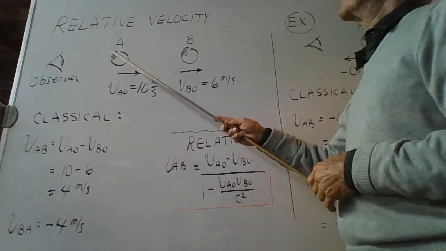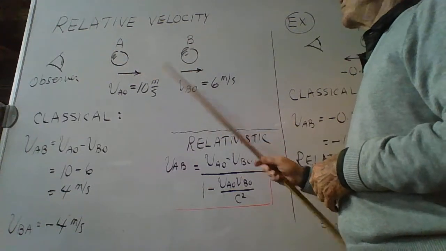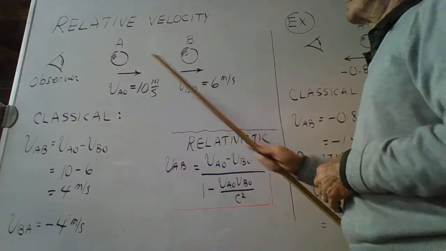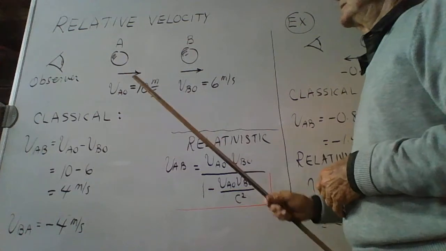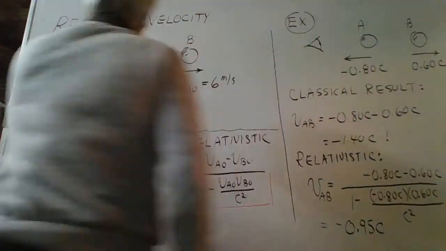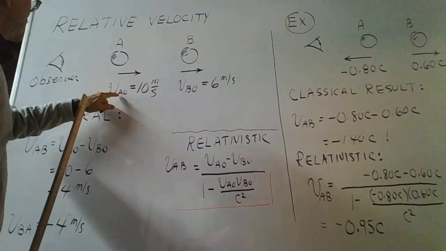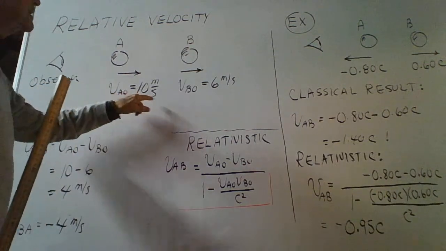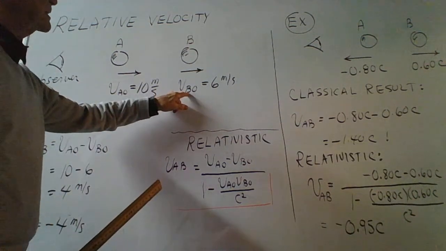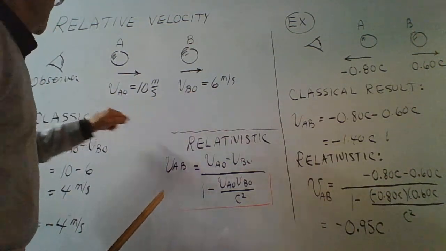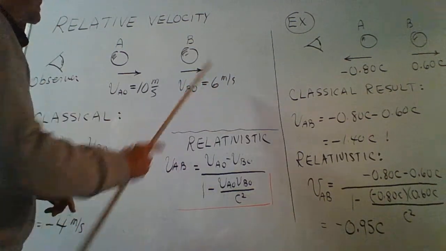She sees two objects moving to her right at positive velocities relative to her. The velocity of object A with respect to O, the observer, is 10. The velocity of object B relative to O, the observer, is 6.